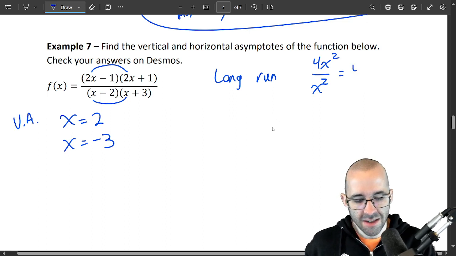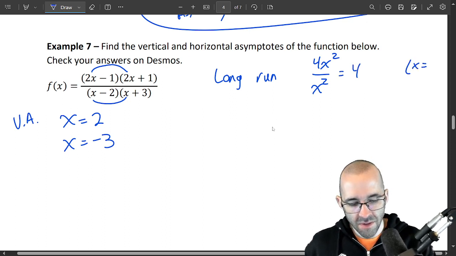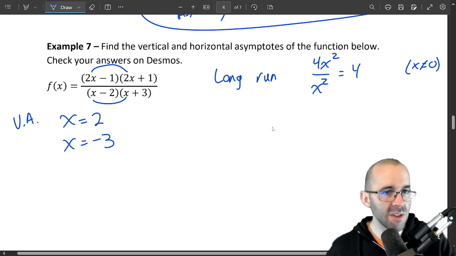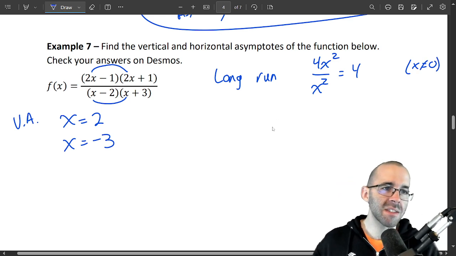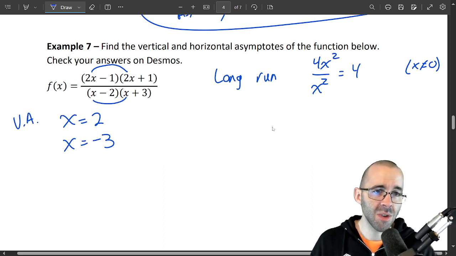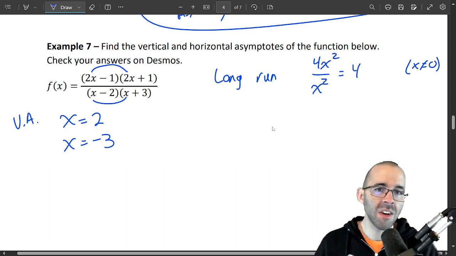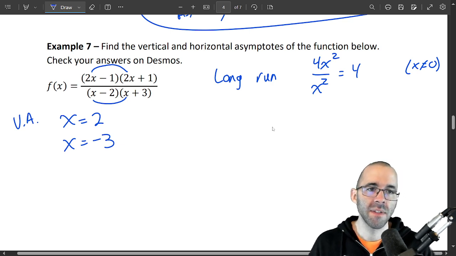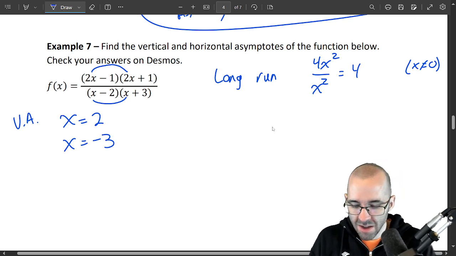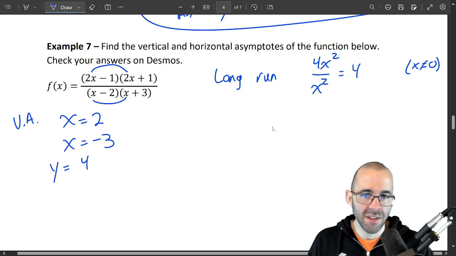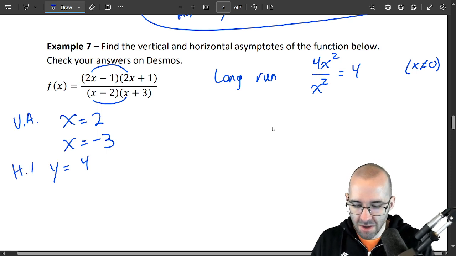So again, as long as x is not equal to 0, because if x is equal to 0, this is not true. But if x is not 0, this is true. For any number that's not 0, this is true. The long run is that this function is approaching 4. Since it's approaching a number, that's going to be our horizontal asymptote.